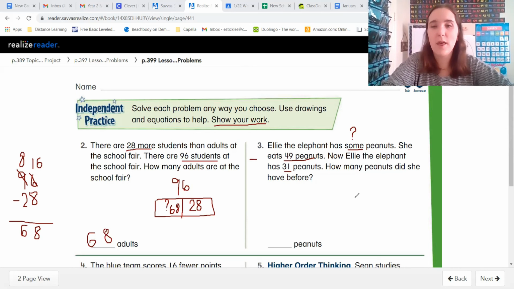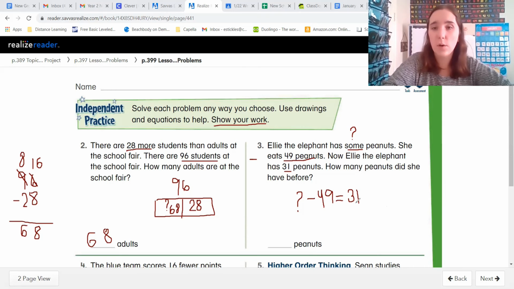So here's what I'm going to do. I'm going to write an equation to help me solve this one, kind of like we did yesterday. So I know that she had some number of peanuts. I don't know how many, but I know that she ate 49 of them. So I'm going to take away 49 from that number. And then I also know that when she was all done eating, she only had 31 left. Okay. So now I need to solve for my question mark, for my unknown.